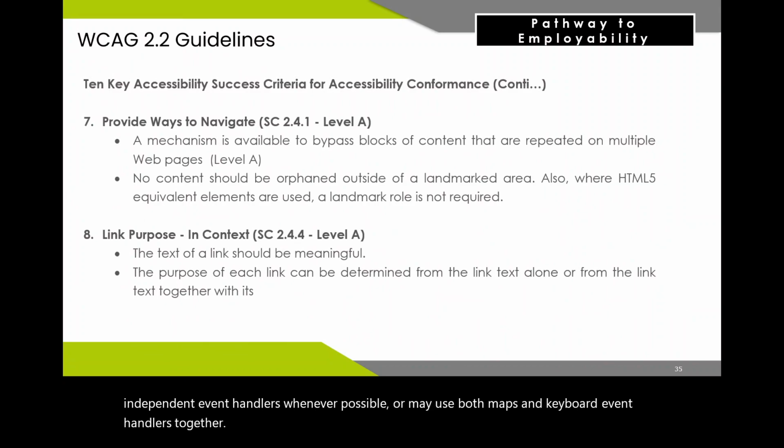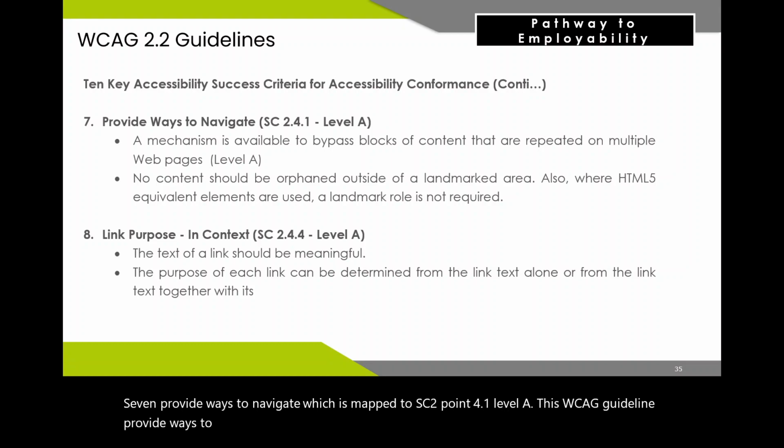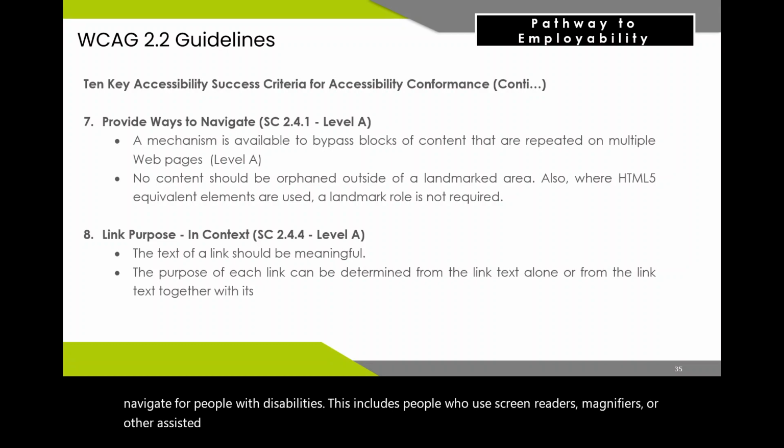7. Provide ways to navigate, which is mapped to SC 2.4.1, Level A. This WCAG guideline, Provide Ways to Navigate, is about making sure that your website or web application is easy to navigate for people with disabilities. This includes people who use screen readers, magnifiers, or other assistive technologies. There are a few things you can do to meet this guideline.